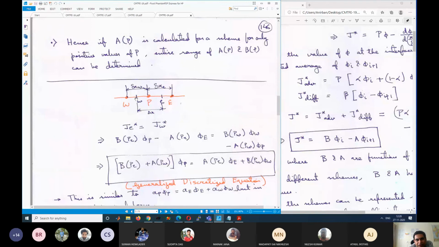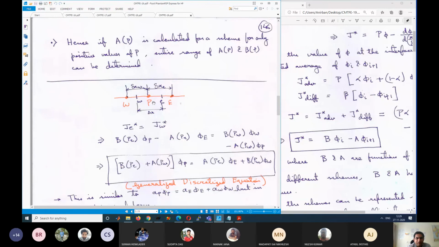The same thing can be done for the west interface. For the west interface, what is I? It is W. So I will write B into phi I, which is B into phi W, minus A into phi P, because I plus 1 is now the P grid point, in the direction of the coordinate axis. So B into phi W minus A into phi P, and for this B and A we have to take the functions of the Peclet number for the west interface. It can be different, it can be the same.